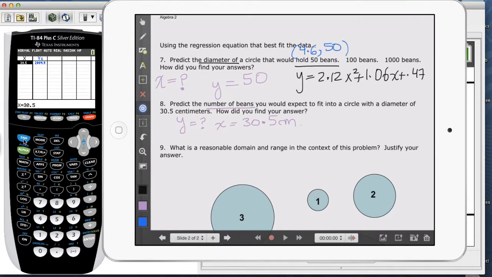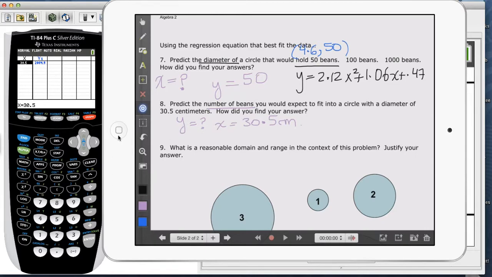So let's repeat the steps. It's second, table set, go to independent, move it to ask, press enter, second graph, the table will be empty, input the value that you want, and the y then will be automatically calculated for you. So now for a circle of diameter 30.5, you will have 2004 beans. So this is another method.